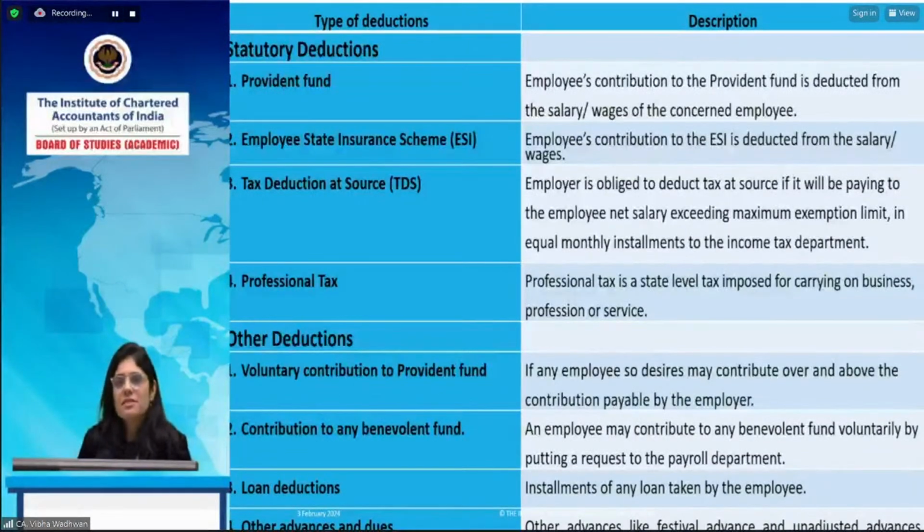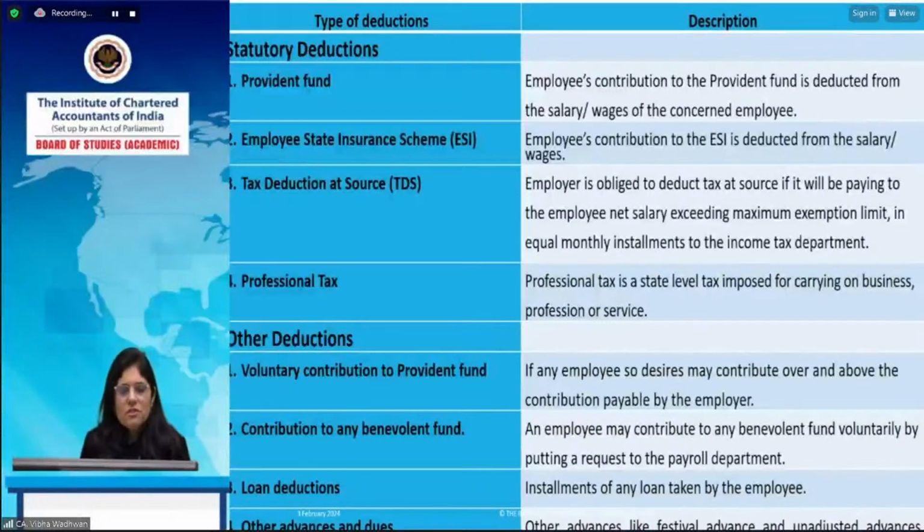Professional tax is a state tax. So every state government charges professional tax, especially paid by working professionals, the lawyers, the chartered accountants, the doctors. They also pay professional tax. So every state has defined some professional tax. It's not a central tax; it's a state government tax. So some amount is deductible from their salary.